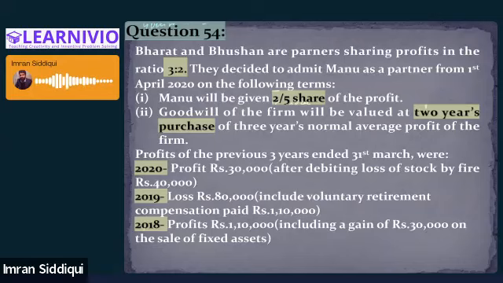So goodwill is to be valued at 2 years purchase, and average profit has to be calculated based on the 3 years normal profit. Profit for the 3 years has been given, but it contains some abnormal gains and abnormal losses. You will have to adjust the profit and find out the value of the goodwill of the firm.